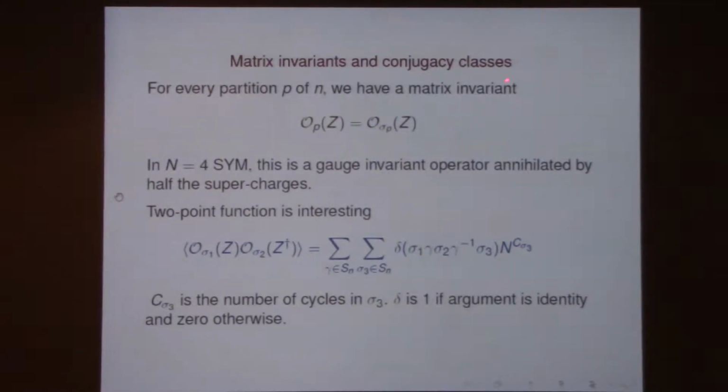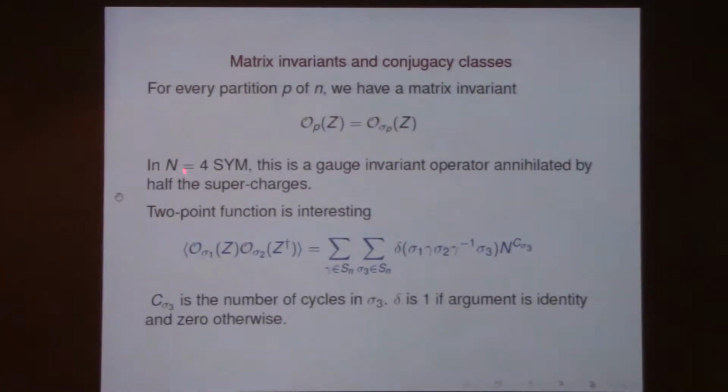So for each conjugacy class, therefore, you have one gauge invariant operator. For the moment, I'm going to take the size n of the matrix to be large compared to the degree of the polynomial I'm thinking about. So in that case, all the conjugacy classes of the symmetric group correspond to independent gauge invariant operators.